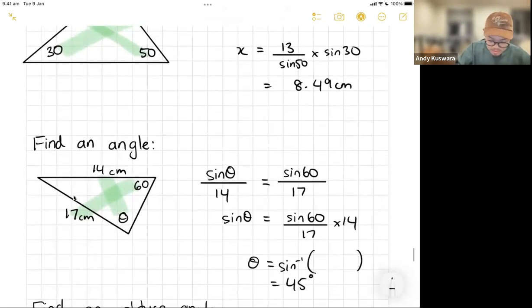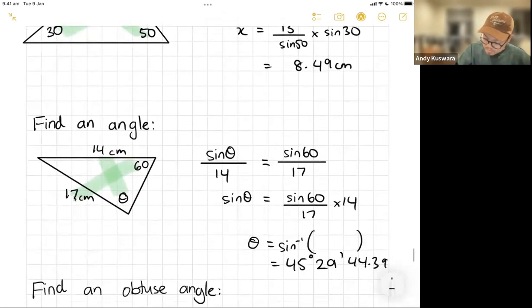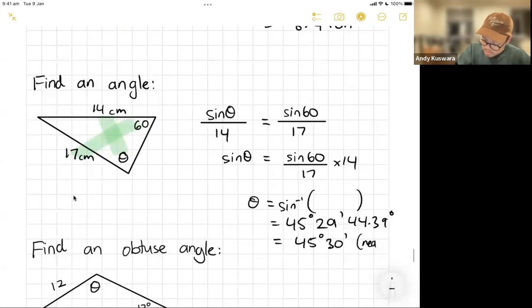45 degrees, and I'm going to talk about 29 minutes, 44.39 seconds. And so to the nearest minute would be 45 degrees, and it would be 30 minutes to the nearest minute. Okay.